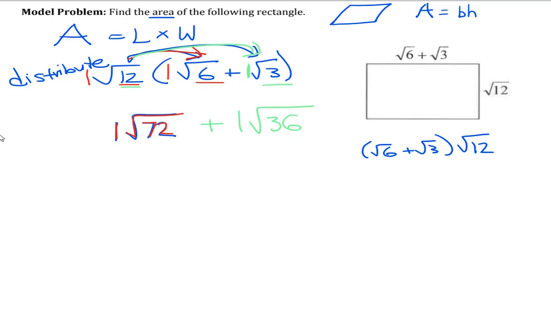Okay, so I'm here. This looks good. I'm now going to do my third step after I'm done multiplying, right? Coefficient times coefficient, radical times radical. I'm going to now simplify.